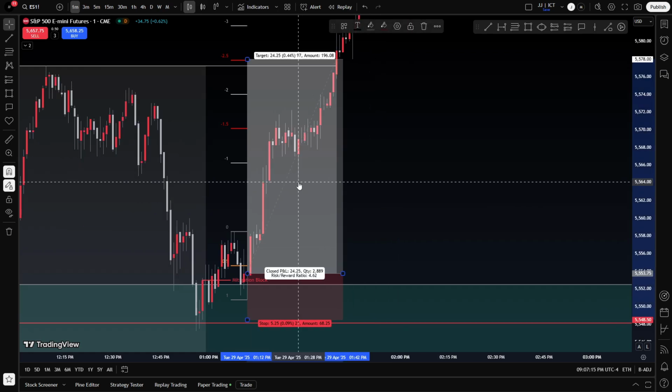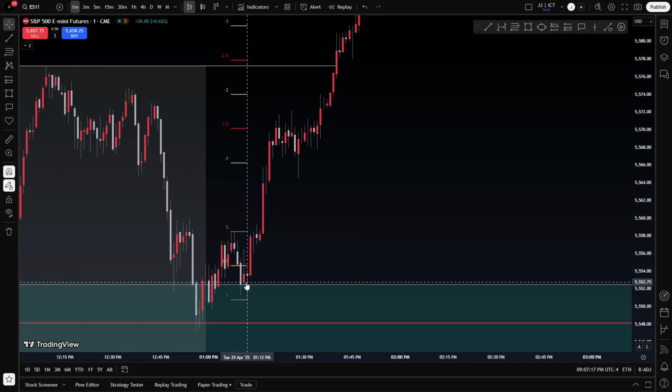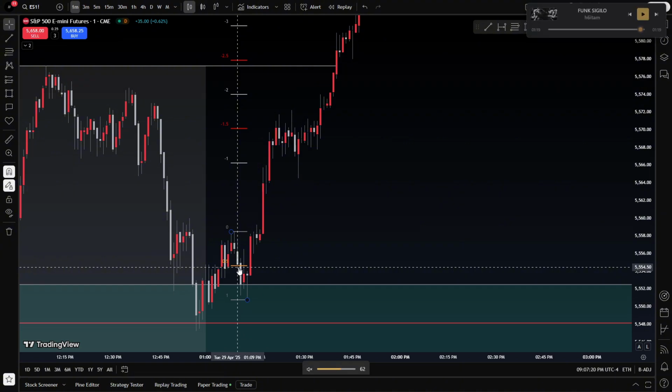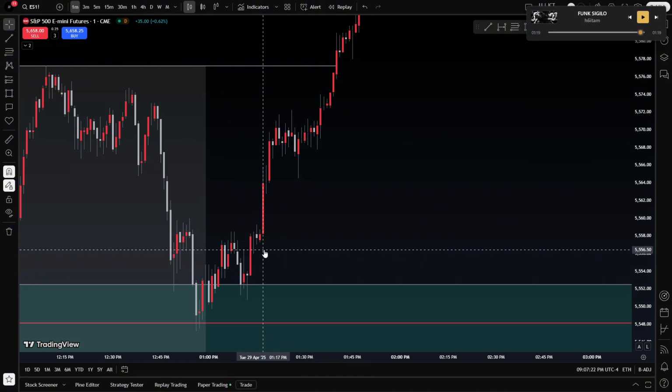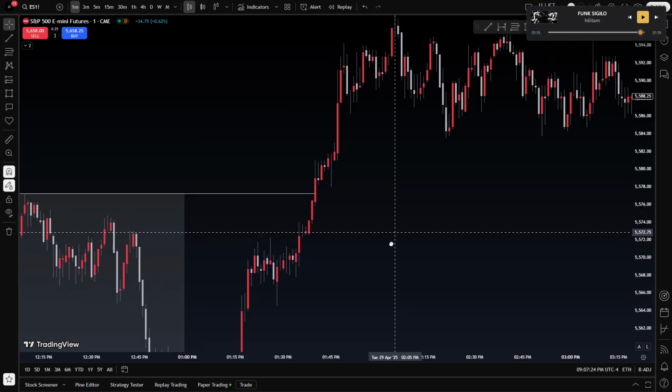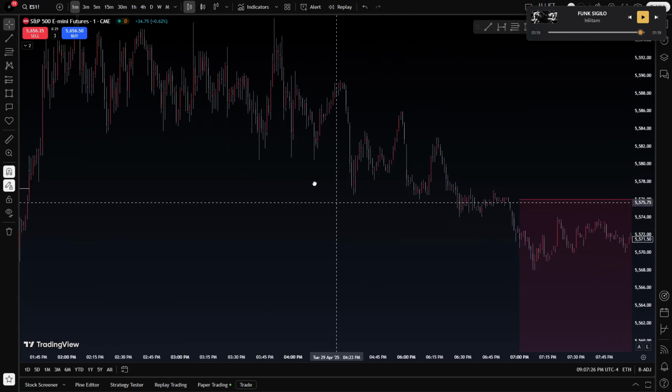Now, that's just one trade that we took using the confluence of price delivery rates. I forgot I was listening to that song earlier. Anyways, here we go. Let's keep going.